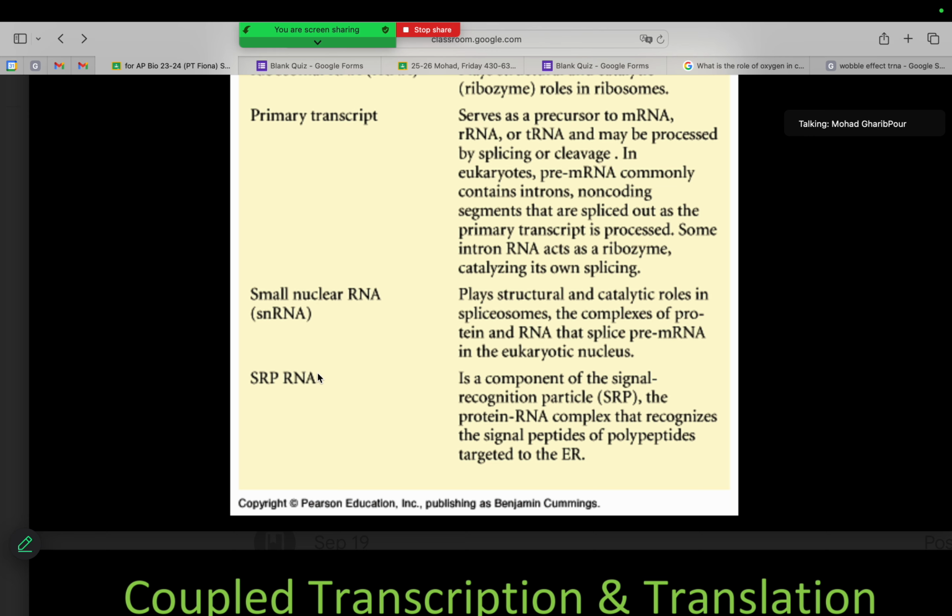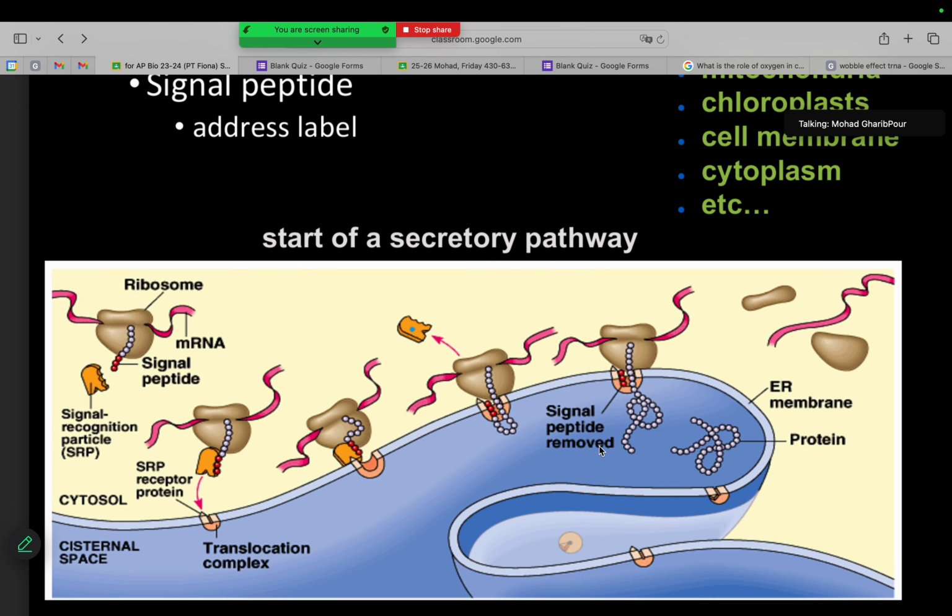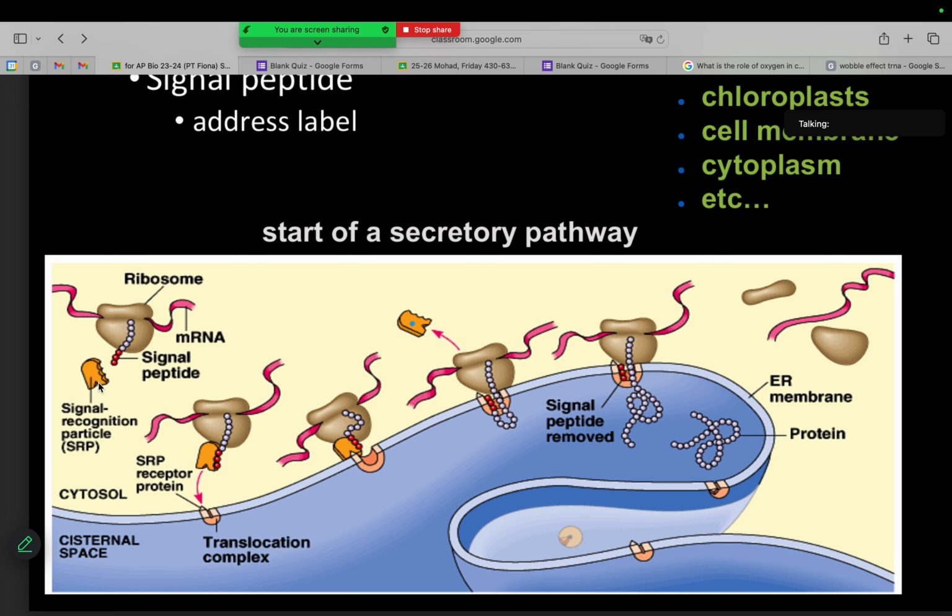SRP or signal recognition particle RNA. It's part of that signal recognition particle, which recognizes the signal peptide. So let's go back up here. It's within this thing. So on this side, you're going to have the SRP RNA integrated into this protein.